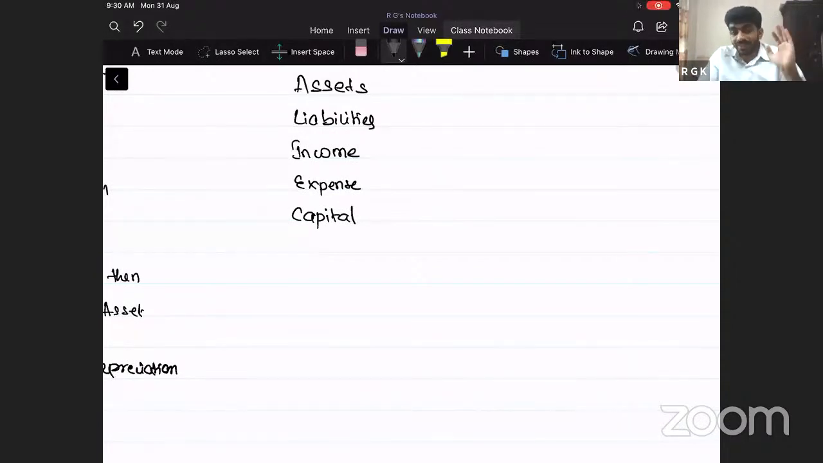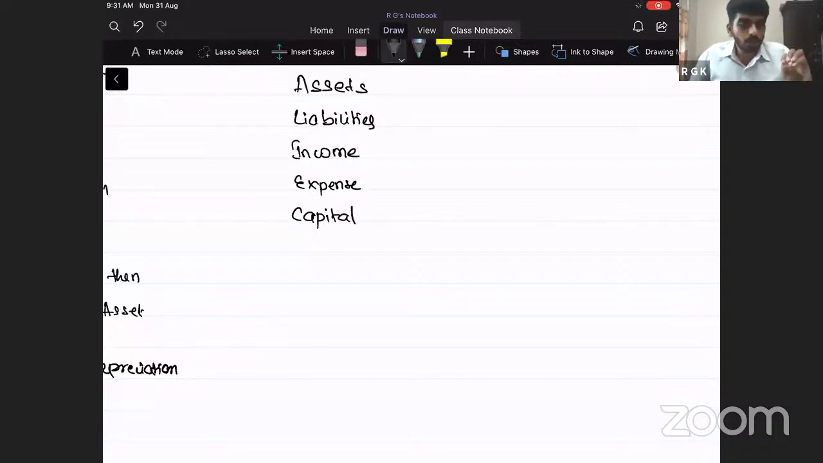Please repeat along with me. There are only 5 things in accounts. Assets, liabilities, income, expense, capital. Whatever accounts you may name, cash account, bank account, salary account, depreciation account, asset account, loan account, capital account, all of these are to be brought into these 5 heads. That's it. There are only 5 heads in accounts: assets, liabilities, income, expense, capital.